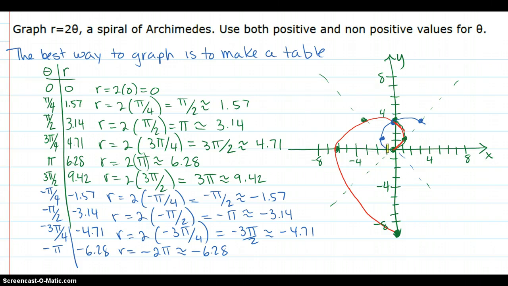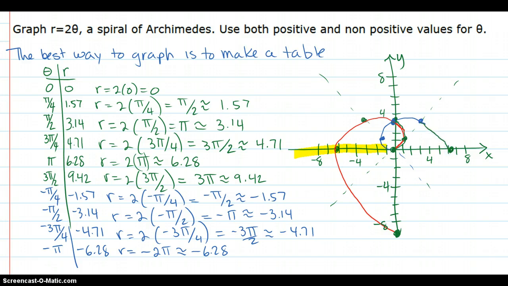So here, one more time, negative pi is here. Let's make sure we see that. Here's negative pi. A positive 6.28 would be here, so a negative 6.28, I'm sorry, I said the number wrong, but negative 6.28 would be about right there.